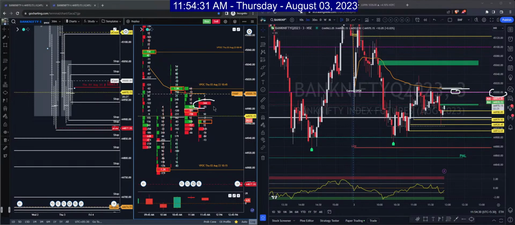Yeah, so in order to move higher, first of all, this level should break. So as it is moving higher, this is where again supply can come in and they can take the auction lower. Followed by, we also have a POC at 44,983.